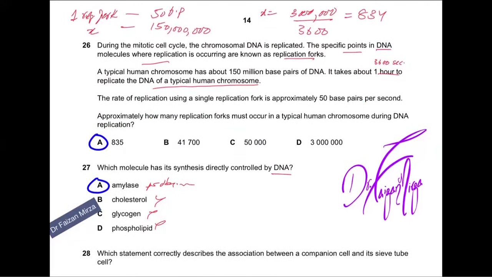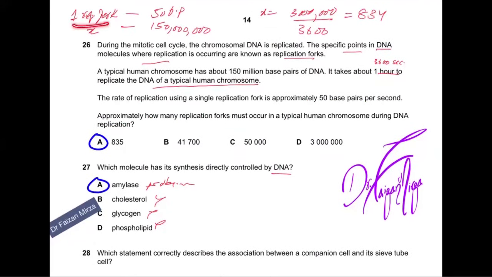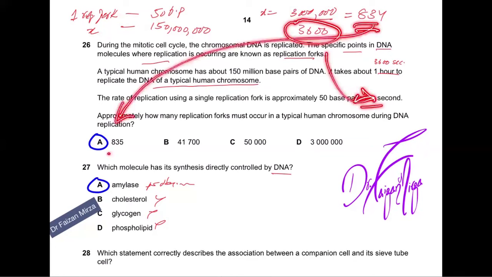What I've done here is worked out that one replication fork does 50 base pairs, so for 15 million you will have X. Just cross multiply. I got the answer 300,000. Since this 300,000 was per second, for per hour I calculate by dividing by 3600, which means for 1 hour my answer came out to be 834. 834 is closest to 835 among all the options, so that's the answer.